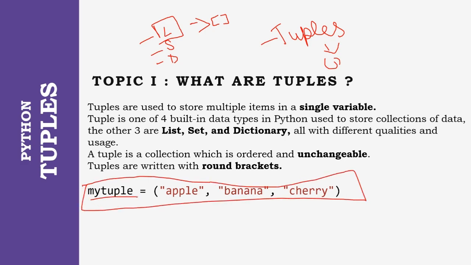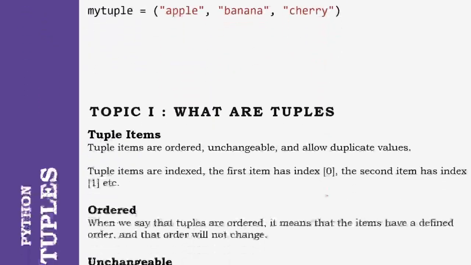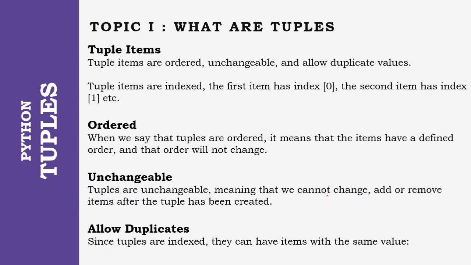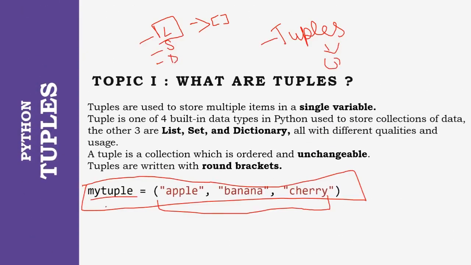You can say this is the name of the tuple. These are the three values of the tuple. Now, moving forward, tuple items are ordered, unchangeable, and allow duplicate values. Tuple items are indexed. The first item has index 0, the second item has index 1, and it will go on like this.